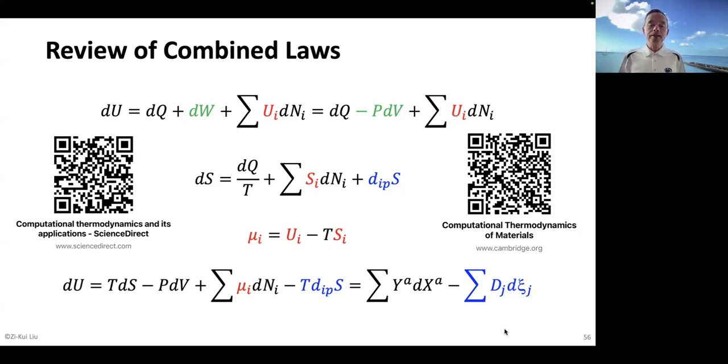And Hillert did another thing: he put all these terms before the T diS into one summation called Y_A dX_A. This is significant because, as shown in the next few slides, it separates the internal variable, external variable, potential, and molar quantities. As we mentioned before, we should avoid using the extensive variable and intensive variable, as it will be shown here very clearly why that's important.